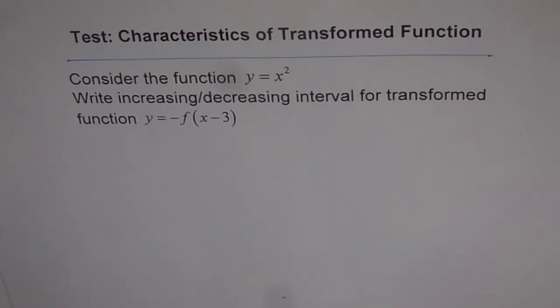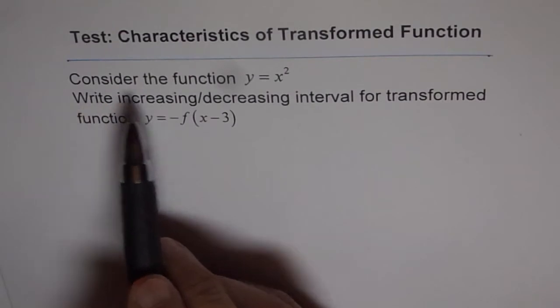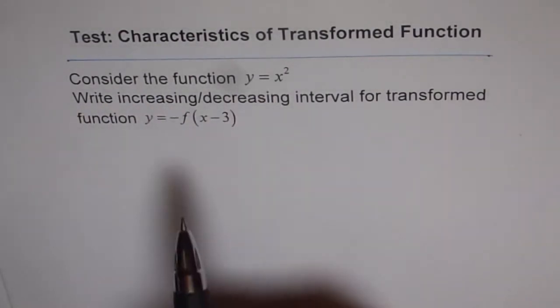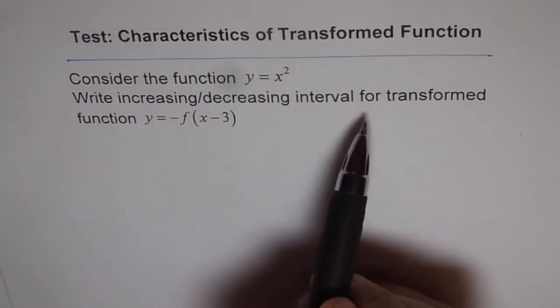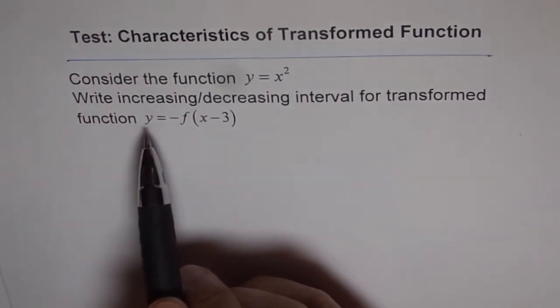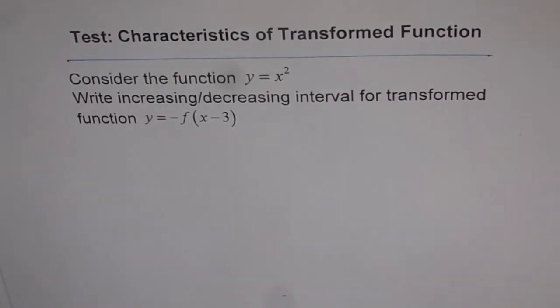Now this one is, the basic function is y equals x squared. Let's go through it. Consider the function y equals x squared. Write the increasing and decreasing intervals for the transformed function y equals minus f of x minus 3.